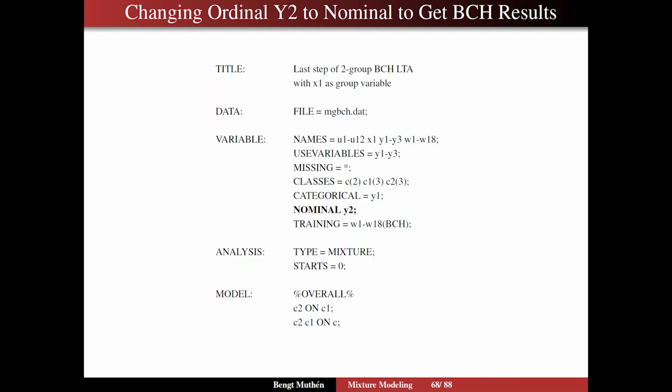Now there's also a little twist here. You can change the Y2 ordinal to a nominal variable to get BCH results if you insist on that. And it says here nominal Y2, it should say nominal equals Y2 here. So that's another alternative if you don't like the two-step results. But that's more of a curiosity.